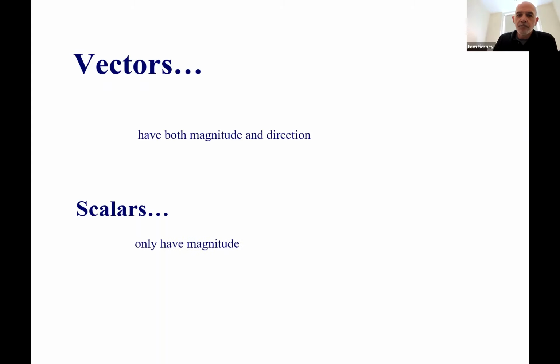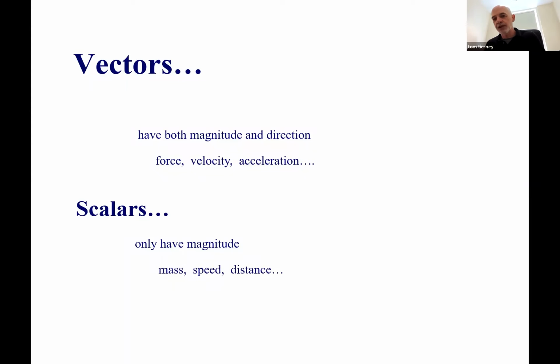I want to talk briefly about vectors and scalars, which also tend to tie in with equations of motion and so on. Both vectors and scalars are measurements, but vectors have magnitude and direction. Scalars only have magnitude. Typical vectors: force, velocity, acceleration. Scalars: something like mass, speed, distance, where even if an object has a speed, if we don't note its direction, then that's not part of its speed measurement.